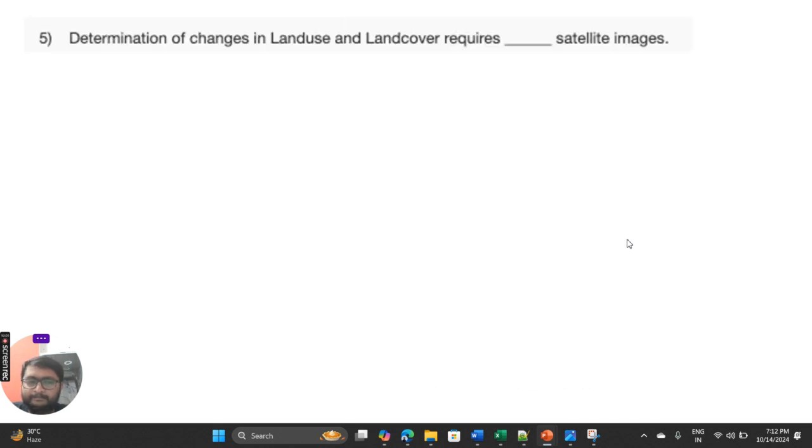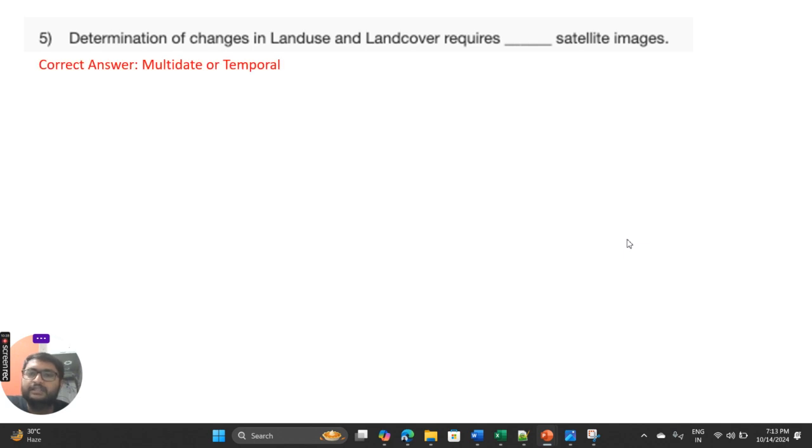The next one is: determination of change in land use and land cover requires blank satellite images. So if some particular area is there, what do we need if we want to classify the image into different land use and land cover? Temporal satellite images, yeah. So we need temporal satellite images, or we can also say multi-date, images having different dates. So image in 2010, image in 2011, like that. And if you want to do decadal analysis, we need one image in 2010, one image in 2020, like this.